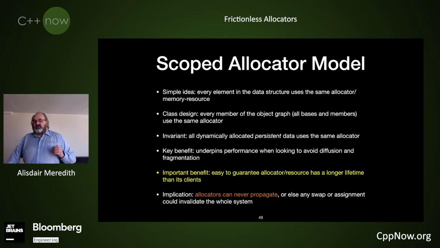So the key implication is that within the PMR model, allocators can never propagate, which is often a stumbling block for folks who like to think that if I copy an object, everything copies and I don't have too much more to think about. It's an intuitive notion coming from a lot of value-based C++, so until you deal with something like the scoped allocator model, it can be kind of counterintuitive that some of the data members, once you've created them, never change. But that's the model we have.